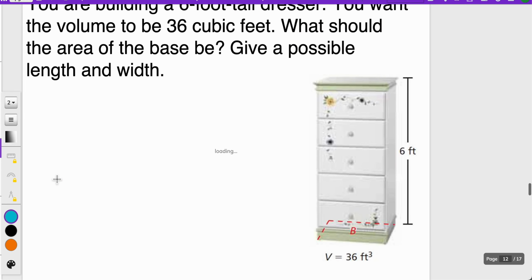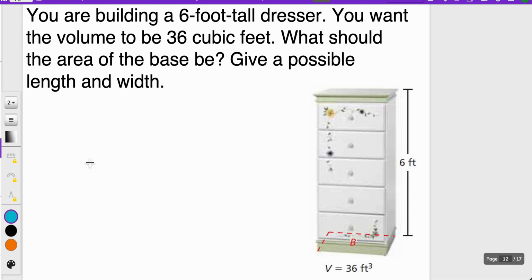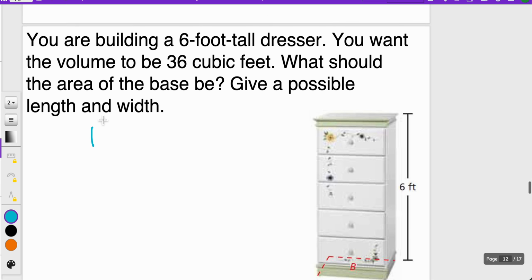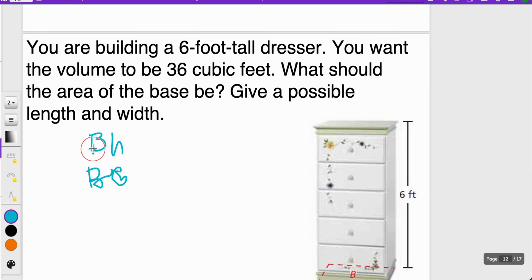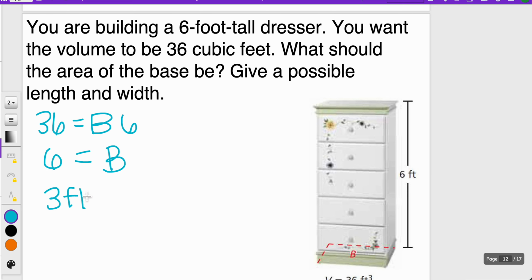You're building a 6-foot tall dresser. You want the volume to be 36 cubic feet. What should the area of the base be? So we know area of the base is unknown here, but we know that the height is 6. So big B times 6 is equal to 36. So that means the area of the base has to be 6. So some possible lengths and widths, you could be 3 feet by 2 feet maybe.